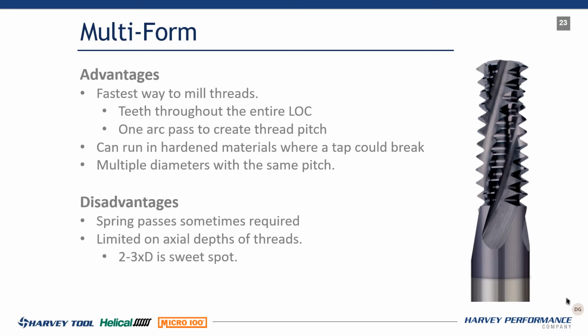Drop down to the bottom of the hole. Right hand thread is going to be from the bottom up. You're going to drop down to the bottom of the hole. You're going to arc one complete revolution or maybe a revolution and a half. You're going to come up the thread pitch. You're going to come out of the hole.